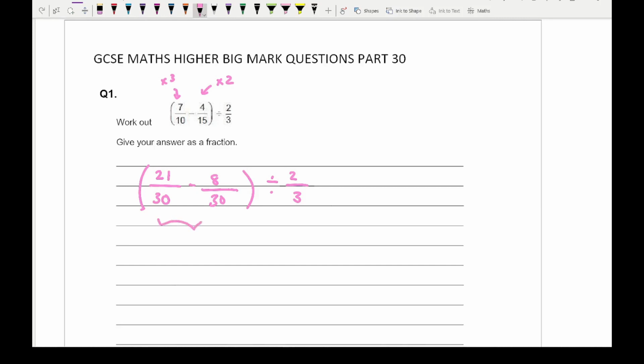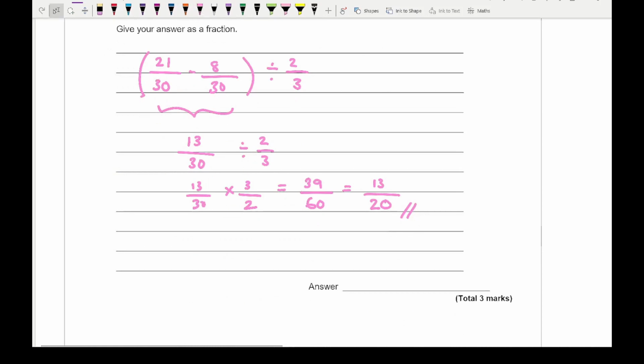So then simplifying the bracket, I get 21 take away 8, which is going to give me 13 over 30, and then I can work with the division. Now when dividing fractions we flip the second fraction and it turns into a multiply. So then all I need to do is 13 times 3, which is 39, and 30 times 2, which is 60. Then I want to simplify this fraction if possible. Now I can simplify this fraction because I divide both numbers by 3, so I've got 13 and 60 divided by 3 is 20. So my final answer is going to be 13 over 20.